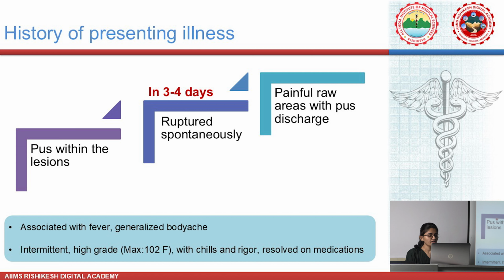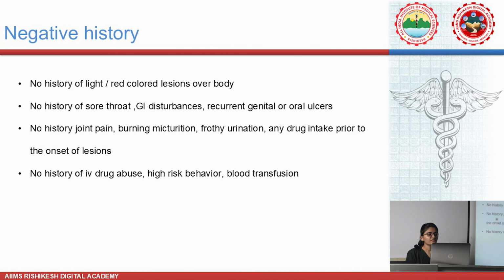As for the fever, it was intermittent in nature, high grade, associated with chills and rigors, and resolved on taking oral medications. There was no history of any light or red color lesions over the body. There was no history of any sore throat, any GI disturbances, or recurrent genital and oral ulcers. Similarly, there was no history of joint pain, burning micturition, or any drug intake prior to the onset of the lesions, or history of IV drug abuse, high-risk behavior, and blood transfusion was also absent.